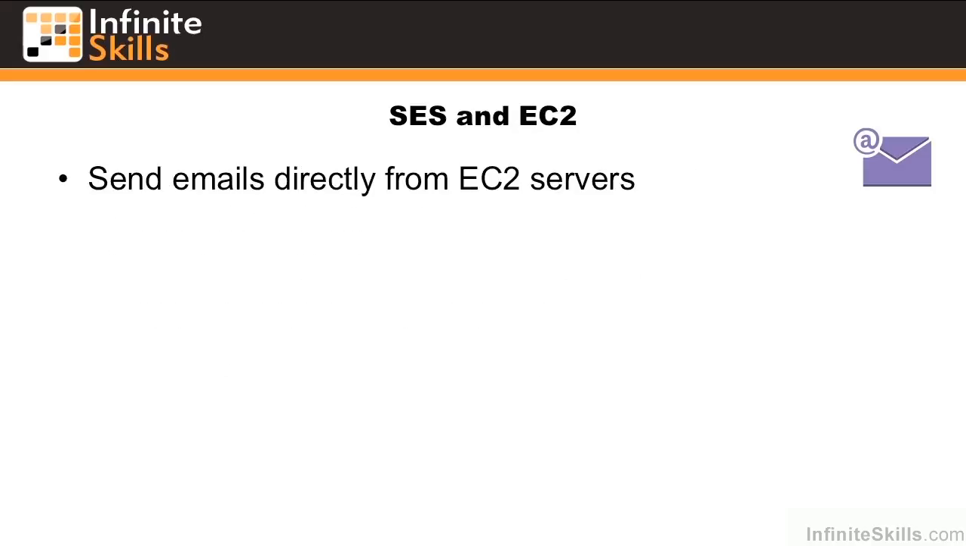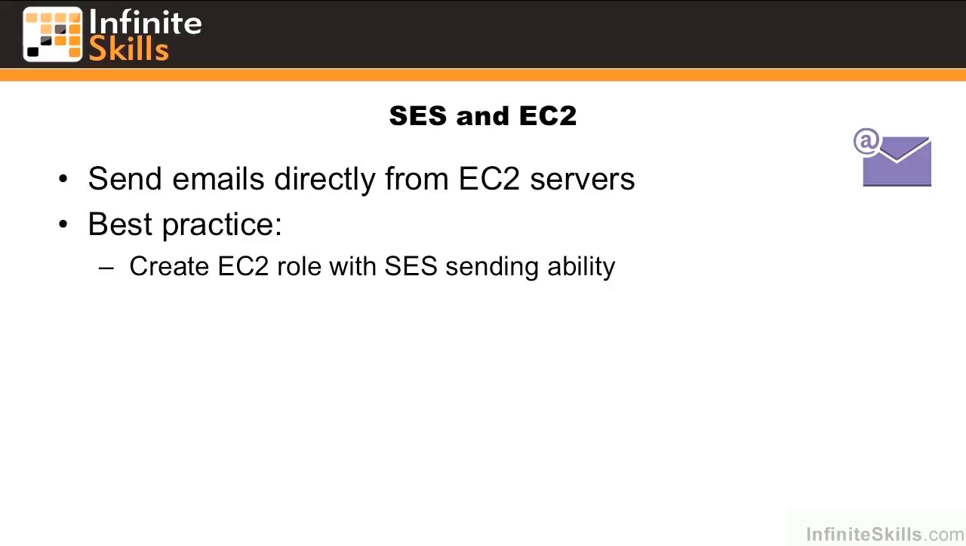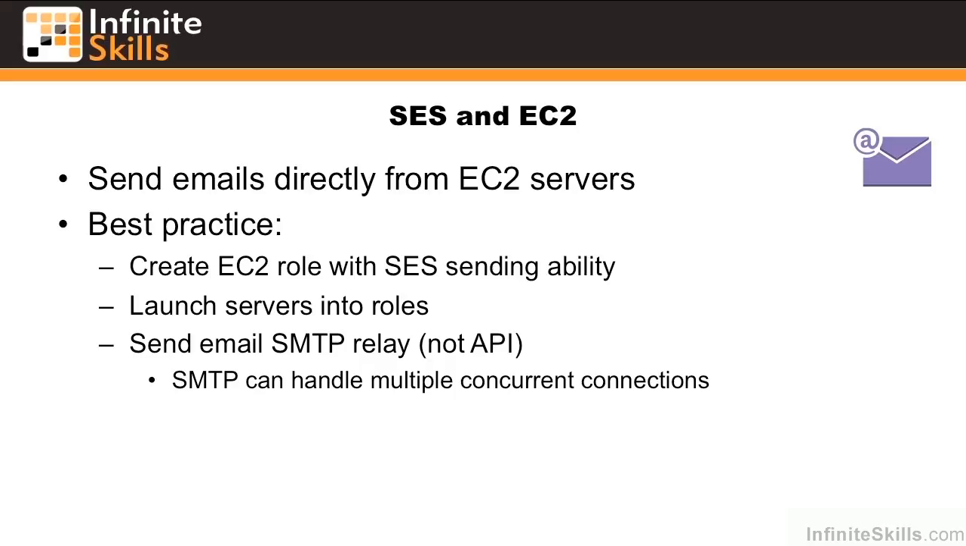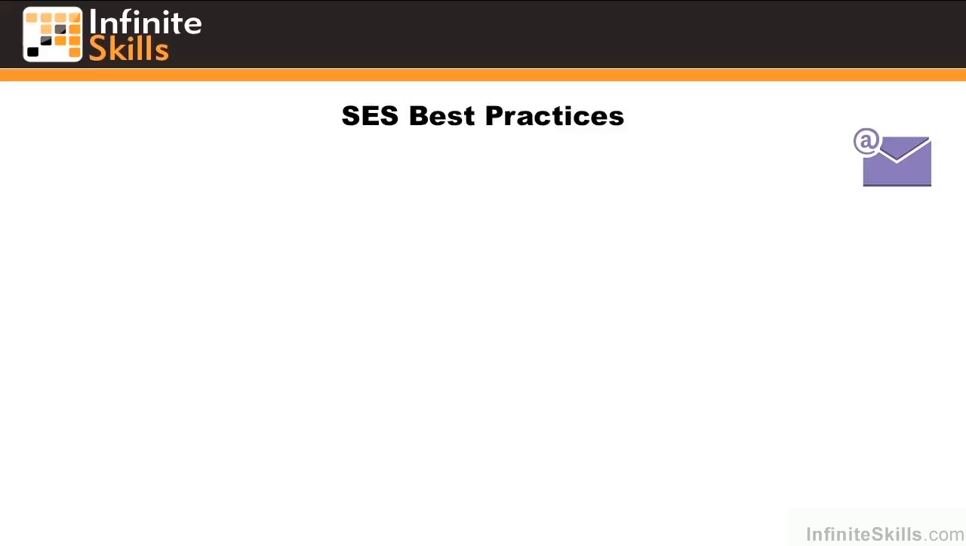You can use SES to send emails directly from your EC2 servers. A best practice is to create an EC2 role with SES sending ability. You can then launch your server into that role and send over the SMTP relay. We recommend using SMTP but not the API because SMTP can generally scale better.